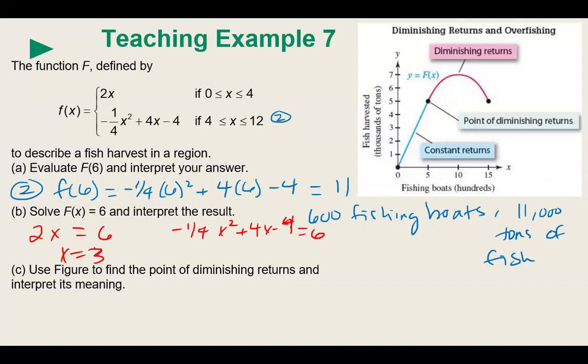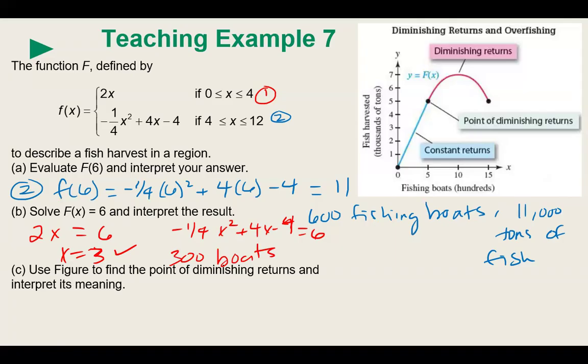Does that satisfy the domain of piece 1? Yes, it does. So guess what I don't have to do? Do I have to do the next one? No. I could, just to make sure, but is it necessary? No. I see that I'm done. I got 3. So what does that mean? The answer would be there needs to be 300 fishing boats in order for us to get 6,000 tons of fish harvested.